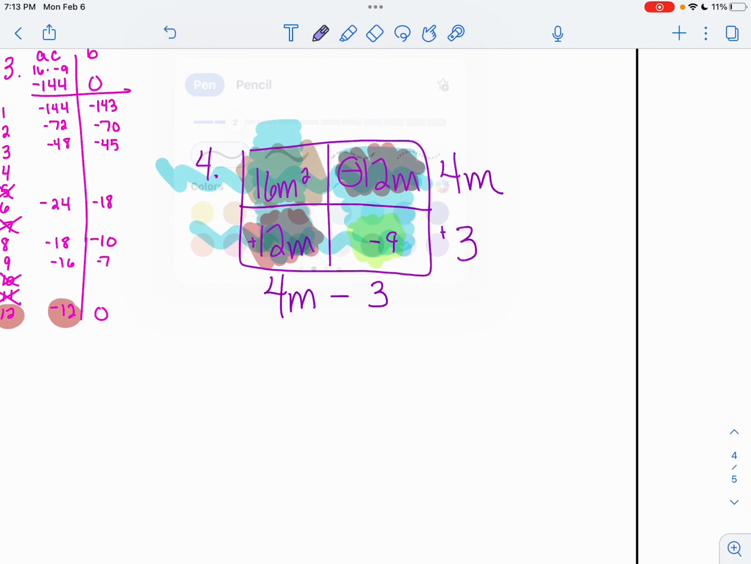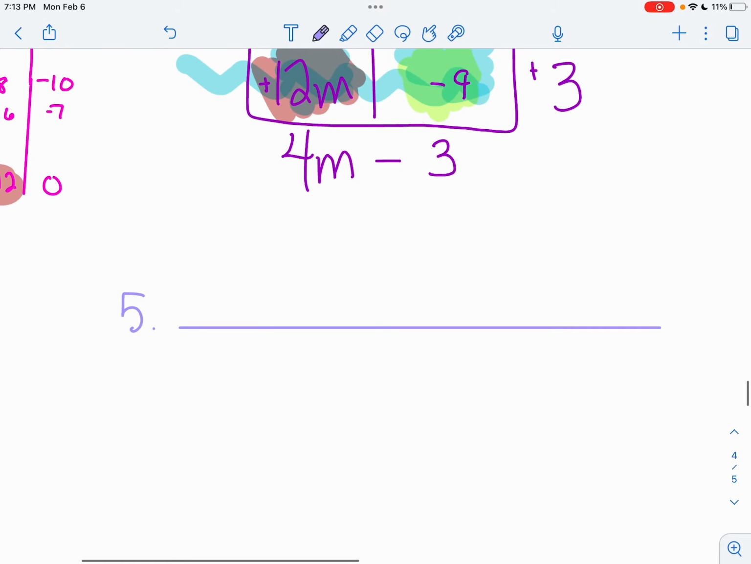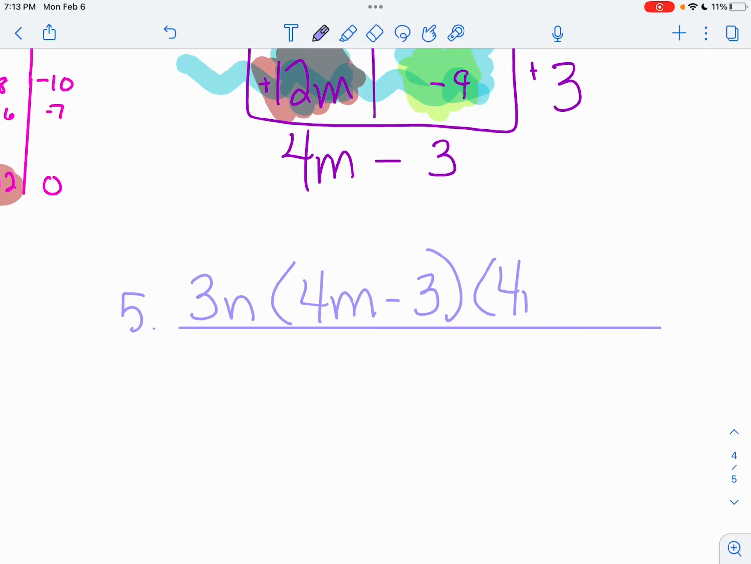Our final factored form: our GCF at the beginning of 3, and then 4m take away 3, and 4m add 3. One more.